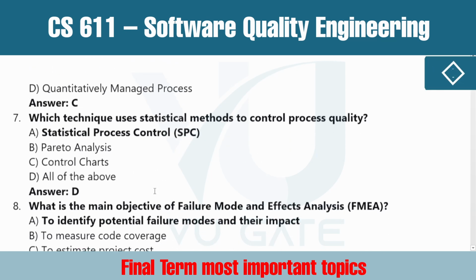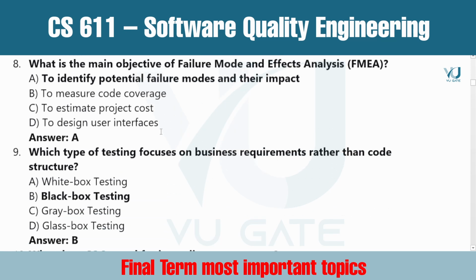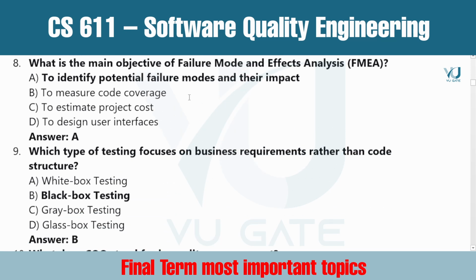Question 7. Which technique uses statistical methods to control process quality? The correct answer is option D, all of the above. Question 8. What is the main objective of failure mode and effects analysis, FMEA? The correct answer is option A, to identify potential failure modes and their impact.